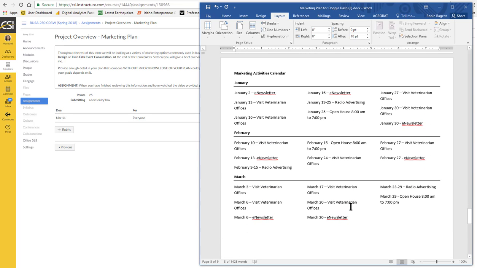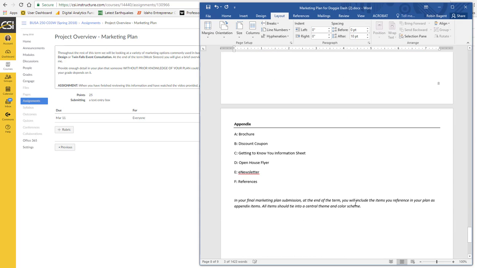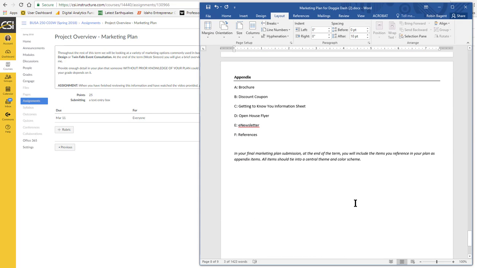Next is your marketing activities calendar. What do you have going on each day that your 3-month period has activities going? So what do you have happening? And then your last section would be appendix items. If you choose to include a brochure or a flyer, you would include examples of those. So save them as images and then just paste the images into Word. If you're going to include a discount coupon or a survey that you're going to conduct of customers, include a copy of them. Whatever you're going to provide to your customers, include examples in your appendix items.